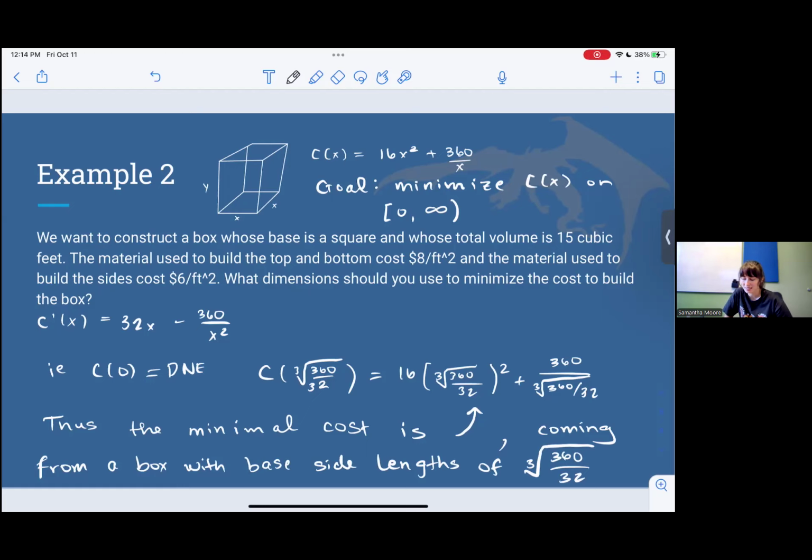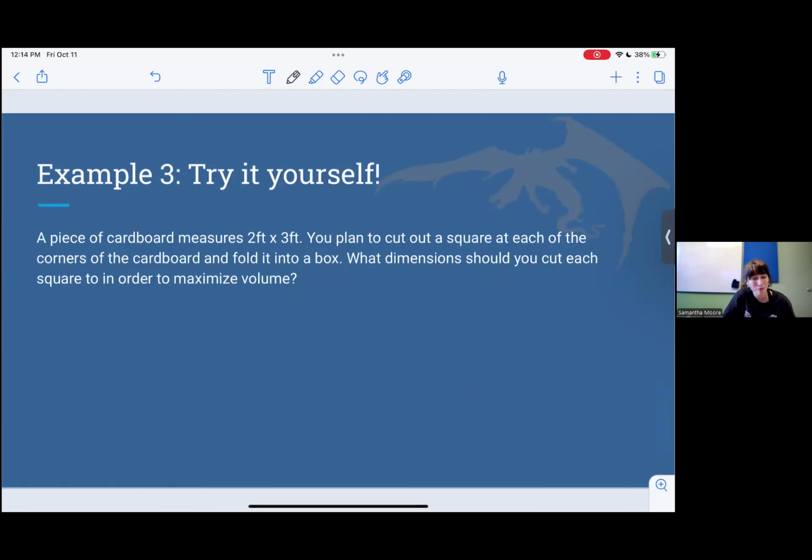Cool. So that is how we would minimize the cost of building a box that needed to have this particular volume and these particular materials for the tops, bottoms, and sides. All right. Last problem, I promise. But I want y'all to go ahead and try an example of this yourselves. So you're given a piece of cardboard that measures 2 feet by 3 feet, and you're planning to cut out a square at each of the corners, and then fold it up into a box.